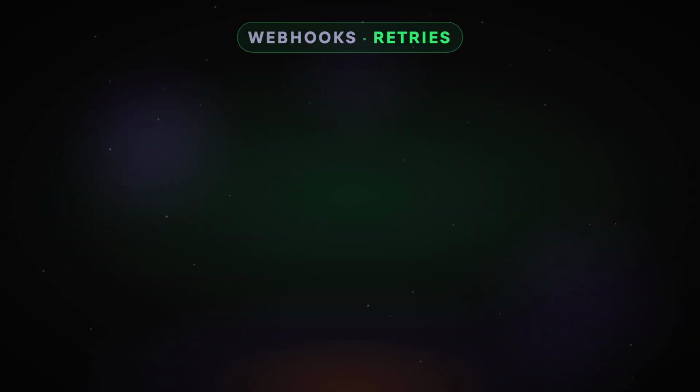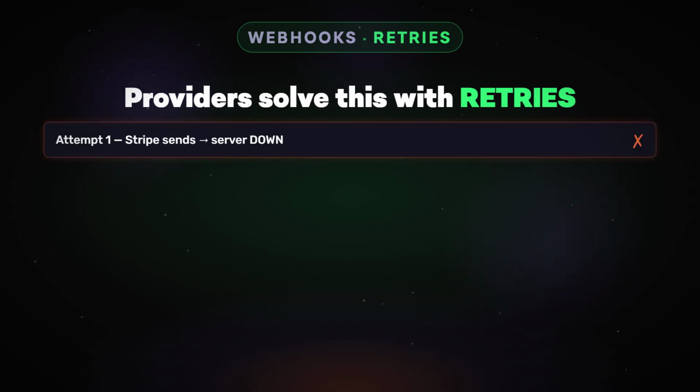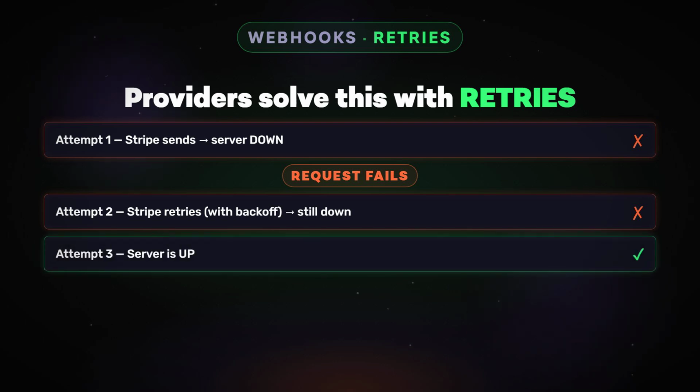Most providers solve this using retries. Let's follow the failure scenario. Stripe sends a webhook, but our server is down. The request fails. Instead of giving up, Stripe waits and retries later. Eventually, the server becomes available. The webhook is delivered successfully. This retry mechanism improves reliability.